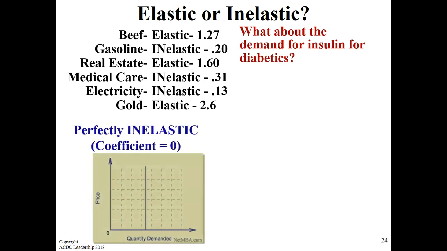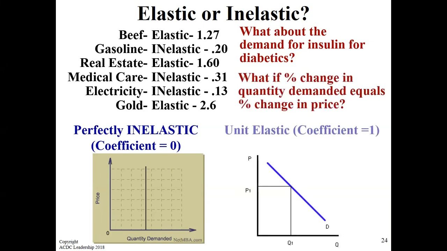All right. So if you're perfectly inelastic, and I'll have another graph here. This is perfectly inelastic. Why? No matter what, quantity demanded doesn't change, right? Wherever the price is, quantity demanded is the same. That's perfectly inelastic. That's the coefficient of 0. And this is unit elastic, and that's the coefficient of 1.